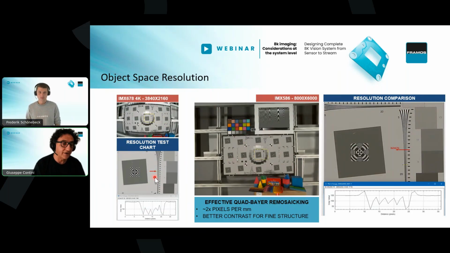And this is a resolution test chart where you can see here the contrast at this point is recognizable. But if you compare here, the contrast for the 586 is almost the same, but at different and much higher frequencies. So we can catch much more detail.